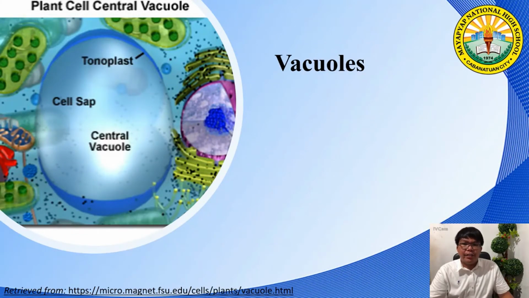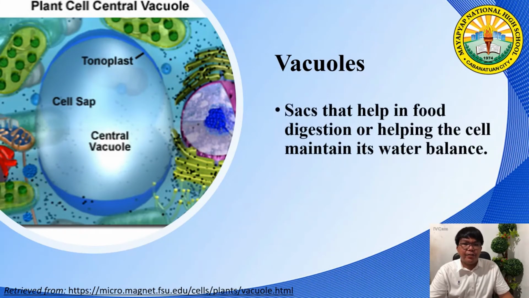Vacuoles are sacs that help in food digestion or helping the cell maintain its water balance, found mostly in plants.